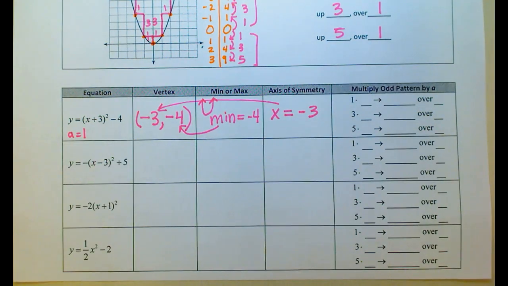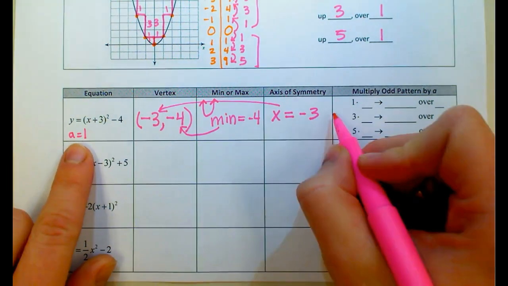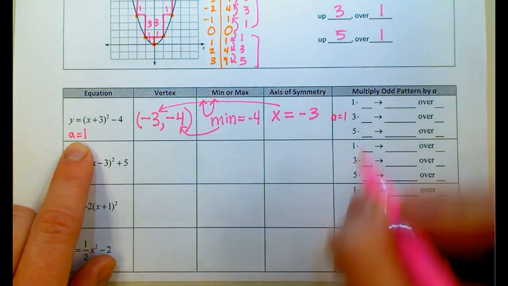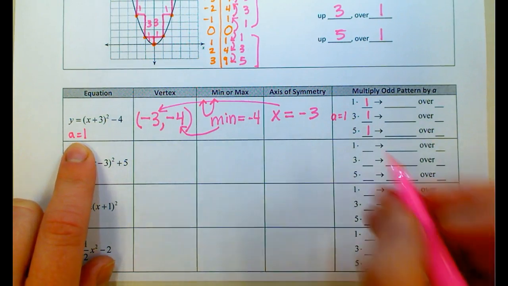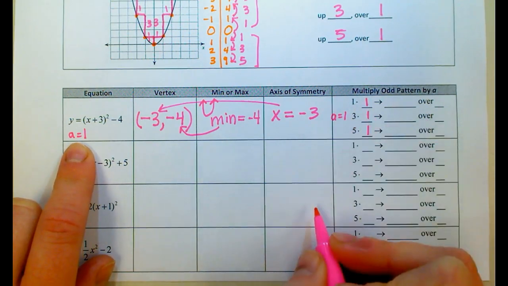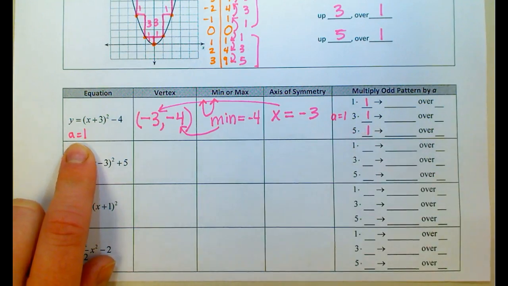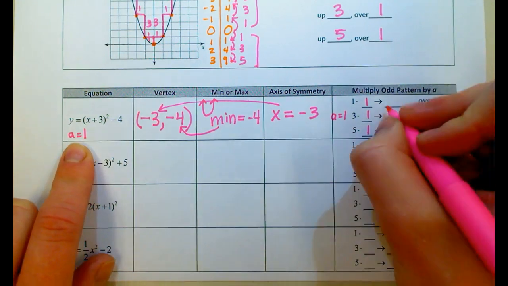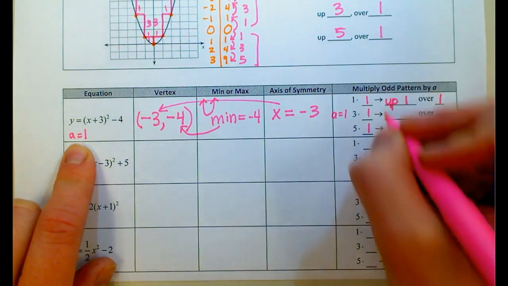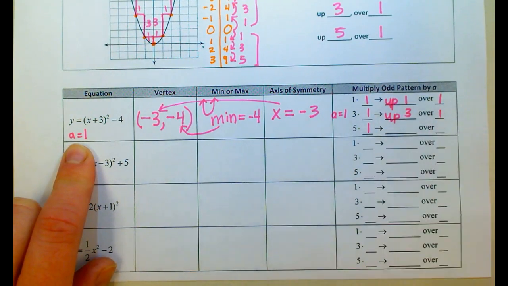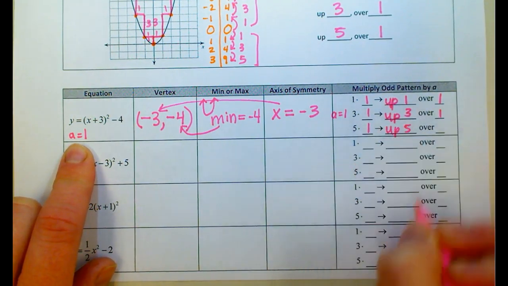The last thing we're going to do with this is we're going to look at this odd pattern. The odd pattern works by multiplying the pattern by a. So in this case, my a value is equal to 1. So I'm going to multiply the odd pattern by 1. Well, 1 times 1 is 1, 3 times 1 is 3, and 5 times 1 is 5. So it's not going to change the 1, 3, 5. So just like last time, this one would go up 1 over 1, up 3 over 1, and up 5 over 1.